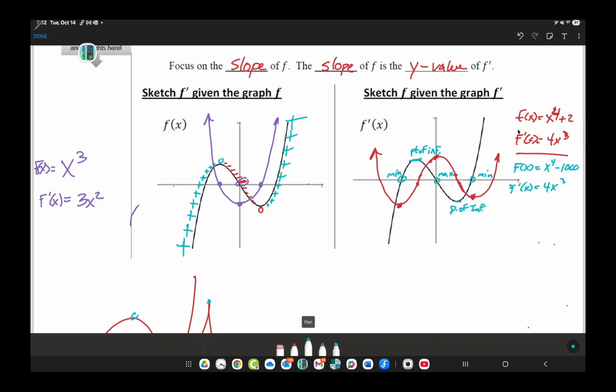I would definitely make sure you highlight the points, and you could label your points as well, for your maxes and mins and your points of inflection, when you draw this graph.